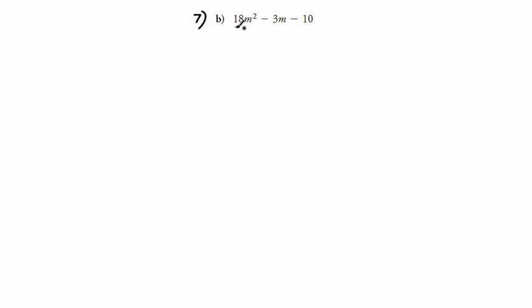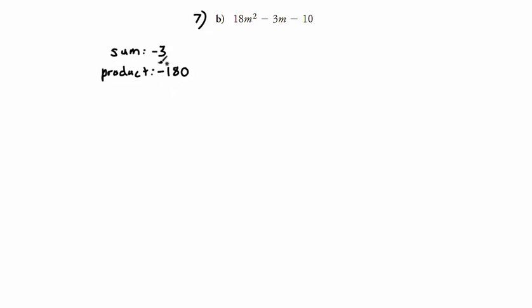So in 7b, we have to factor this expression. So let's use decomposition to factor. We need two numbers whose sum is minus 3 and whose product is 18 times minus 10, which is minus 180. Okay, so we have a pretty big number here, and we need to think of two numbers that will satisfy both these cases. Well, let's break up minus 180.